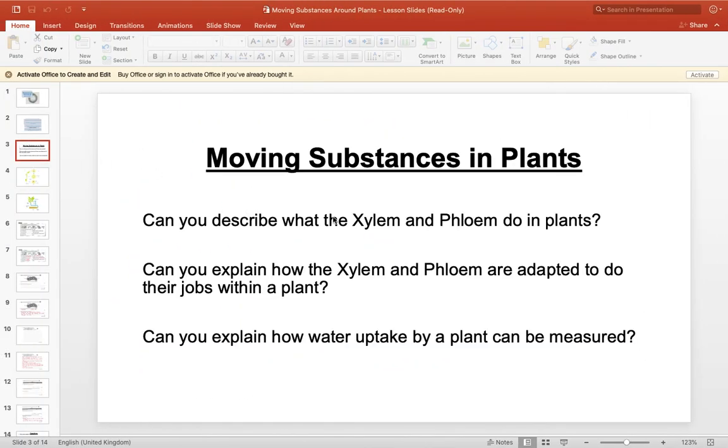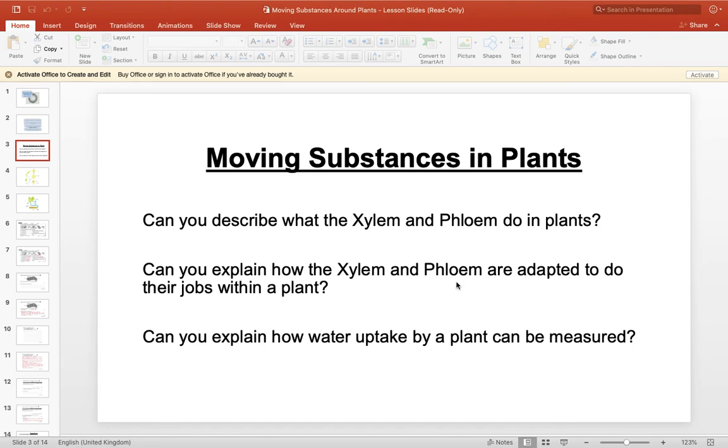So, you should now be able to tell me what the xylem and phloem do, and you should be able to explain how the xylem and phloem are adapted to do their jobs. So the xylem has the lignin, which makes it waterproof and rigid, whereas the phloem has these companion cells, and it has what are known as sieve plates, holes in the end walls that allow sugars to pass through.